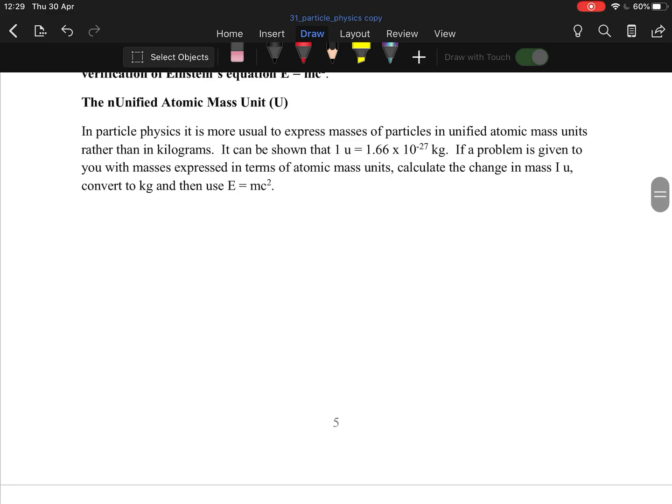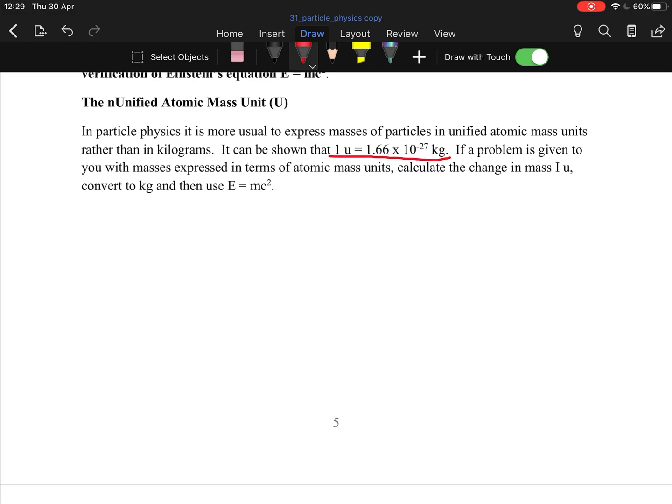Now the big one, the unified atomic mass unit. Basically what we're going to deal with now is that all along they gave you the mass in kgs. Now they're going to give you the unified atomic mass units, and they're what's in the back of the log tables. When they give you the masses of stuff, it's not in kgs, it's in the U value.